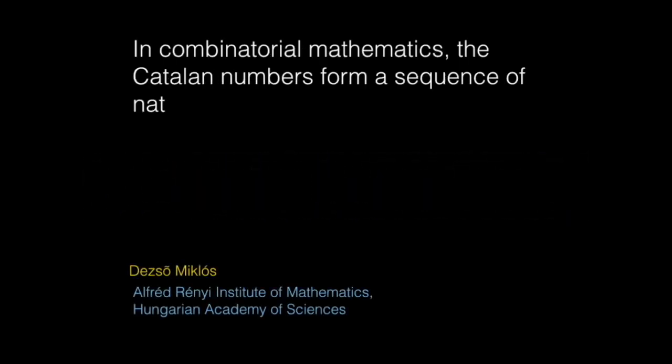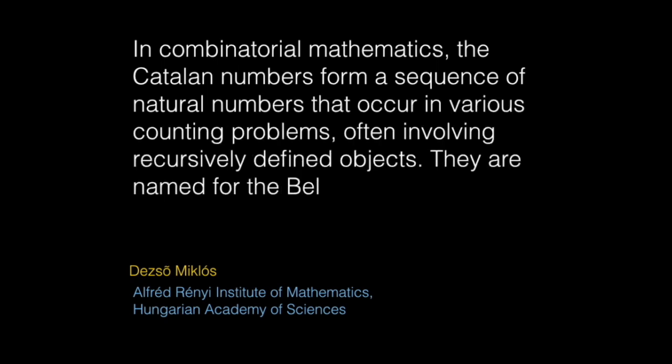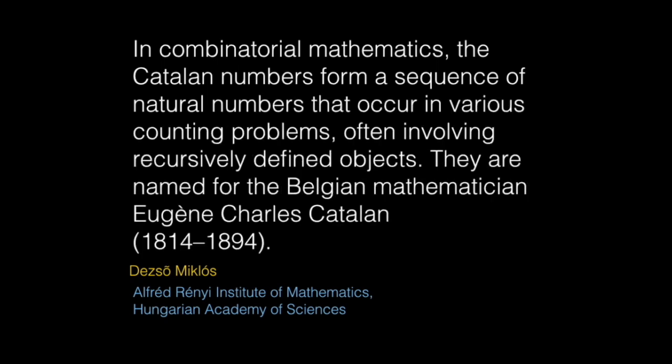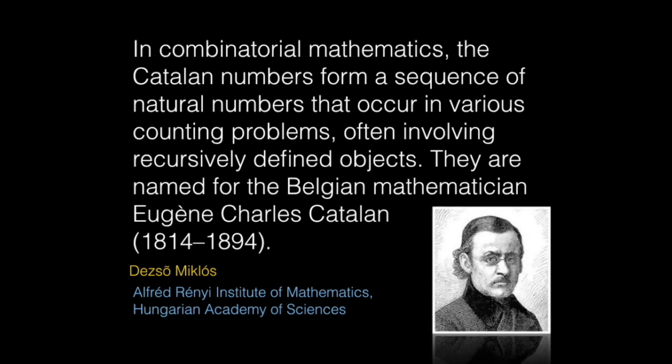In combinatorial mathematics, the Catalan numbers form a sequence of natural numbers that occur in various counting problems, often involving recursively defined objects. They are named for the Belgian mathematician Eugène Charles Catalan, 1814 to 1894.